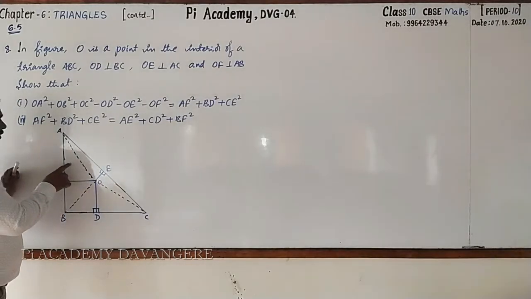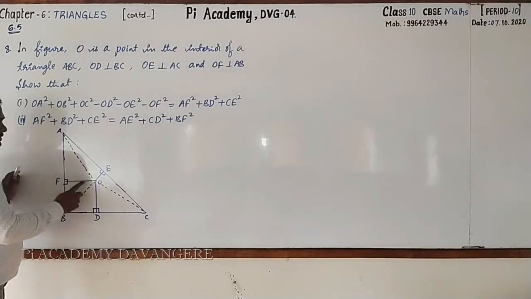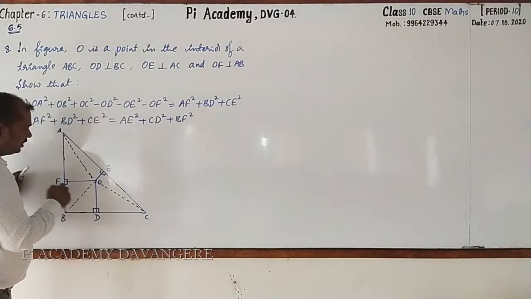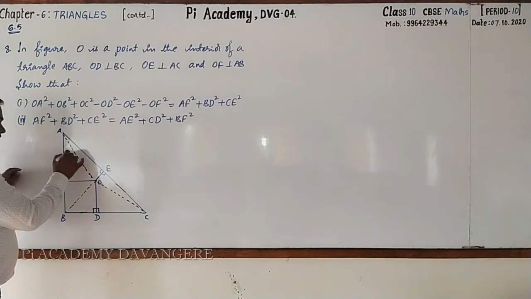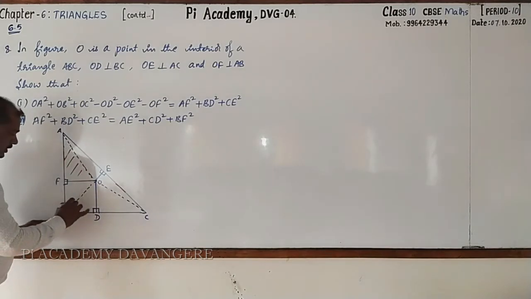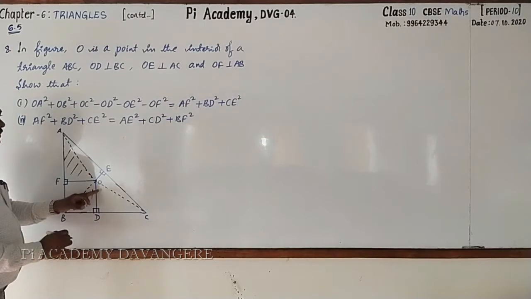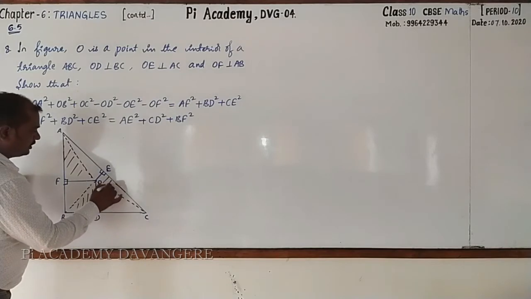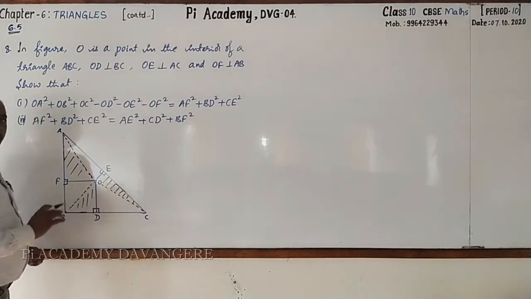Very simple one. Look here. To get AO square, you have to use Pythagoras theorem. AO square equal to AF square plus OF square. Got it? OF square should be taken to the left hand side and send AF square to the right hand side. Similarly, you have to take these three triangles. See, these are the triangles. One is AFO and another one is BDO, because we want BD square. Next one, CE. That's why let's go for taking CEO.